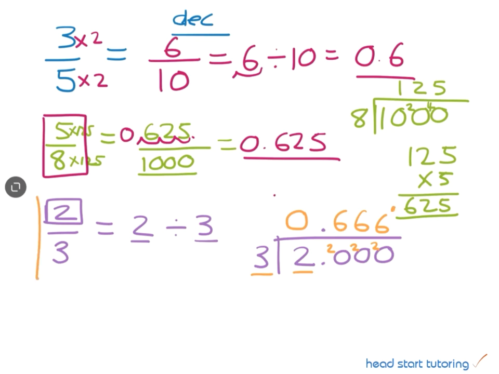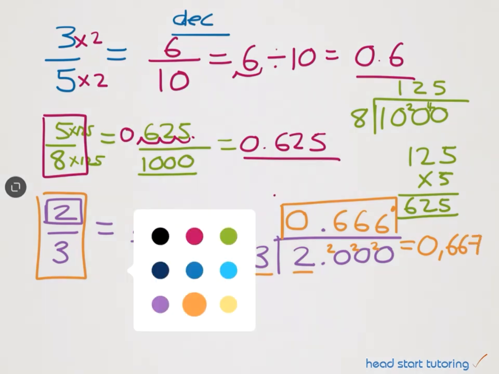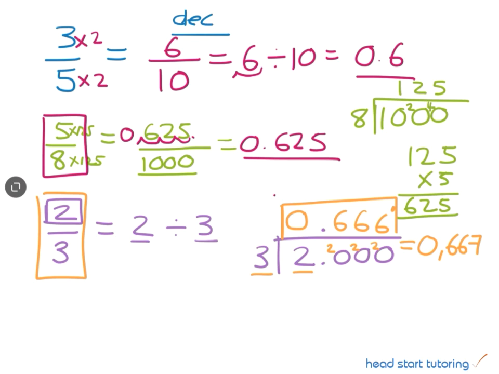So 2/3 as a decimal is 0.666, or 0.6 recurring. Or if you'd like to round it off to the nearest thousandth, it would be 0.667. So this is quite a handy tool to remember when we're using our division house, because we can use that for any of our fractions.